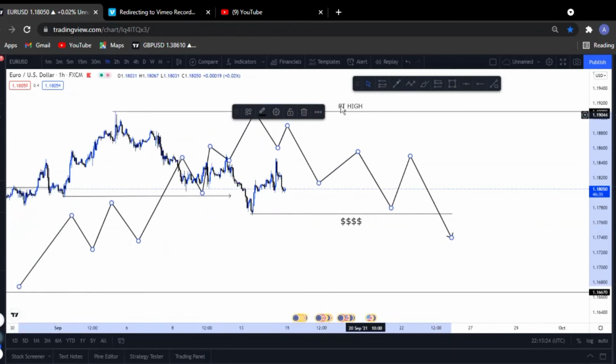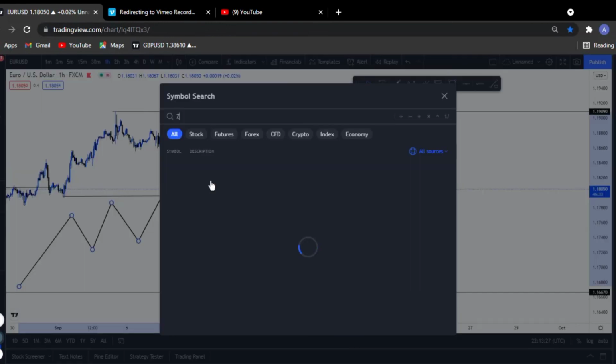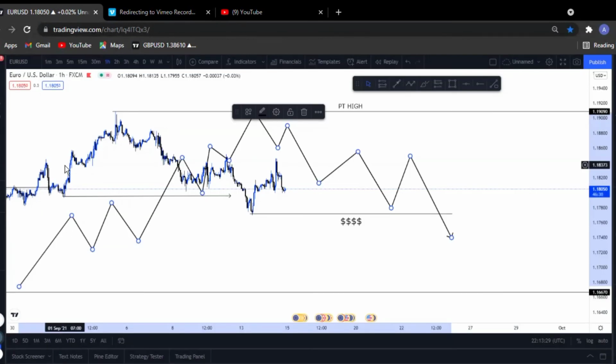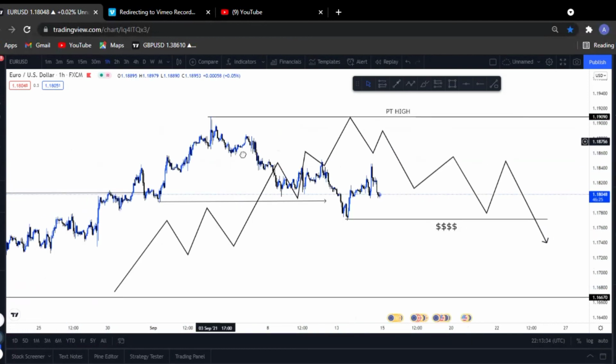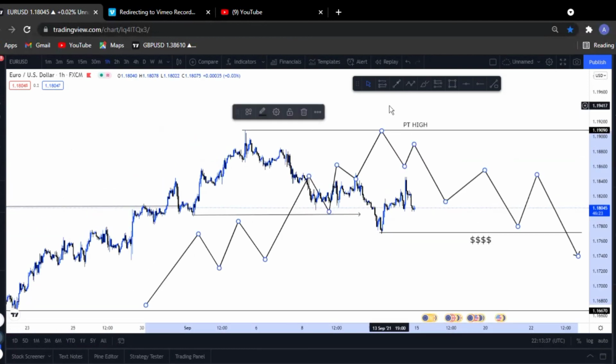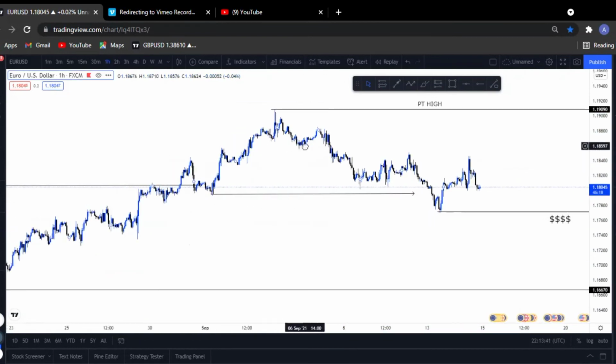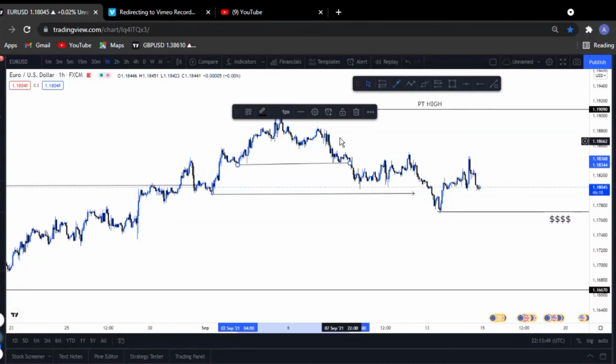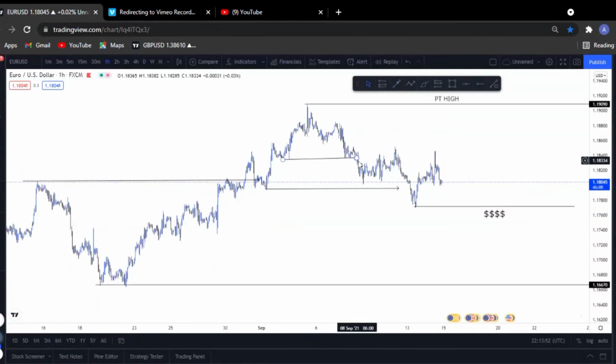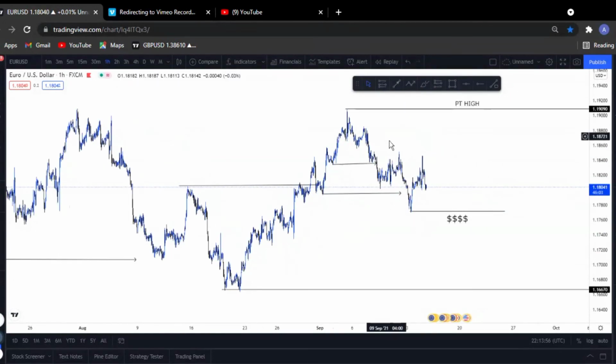So where was the break of structure now? Where was the break of structure? Let's see. So yeah, this was the break of structure. Perfect. This is where everything changed. This is where structure was violated, and that was why it stopped, and that was why it continued trending this way.